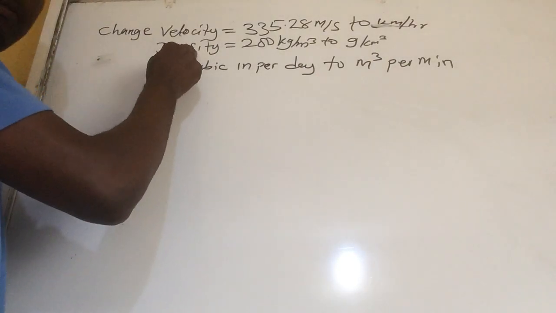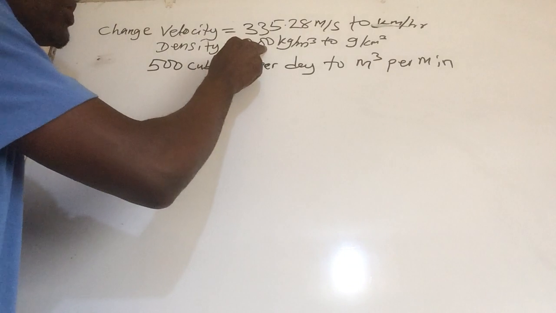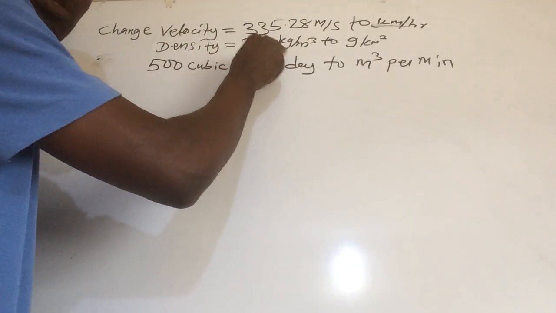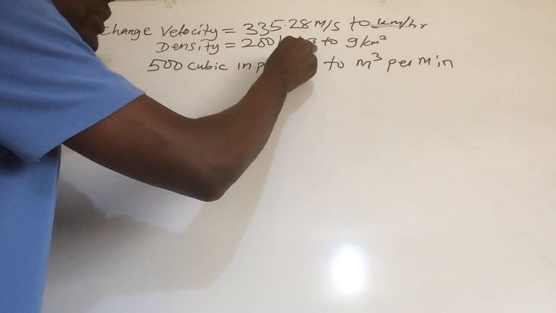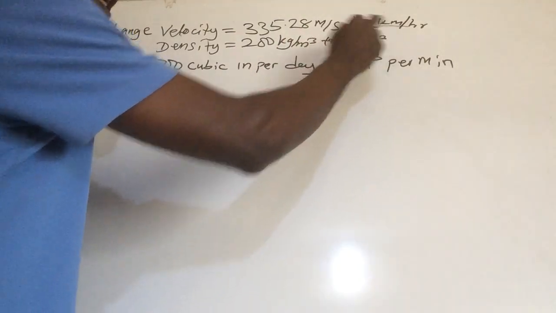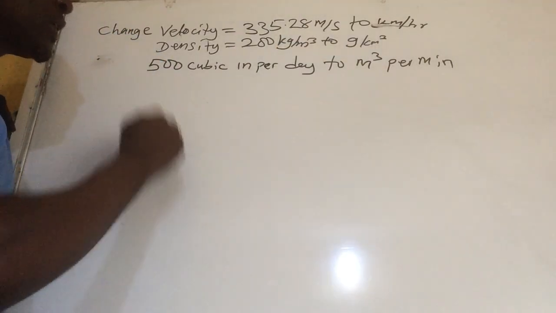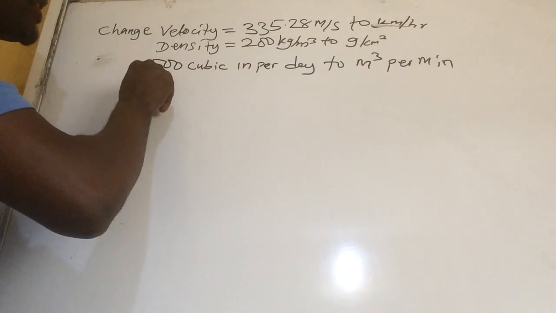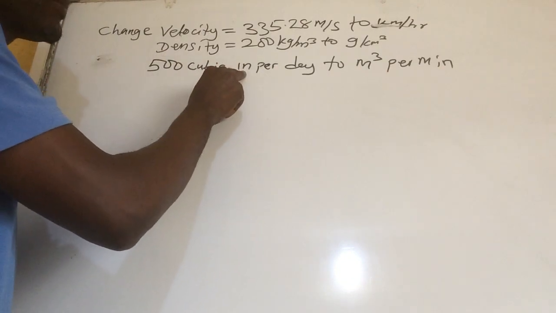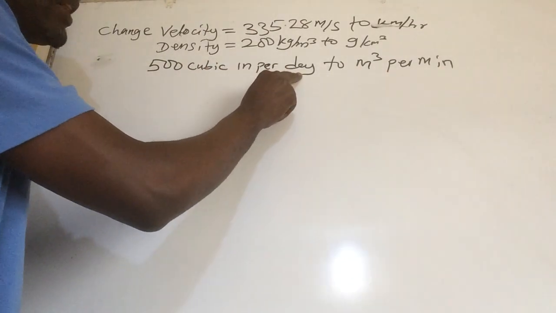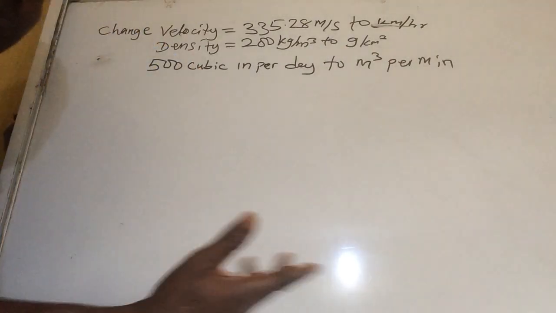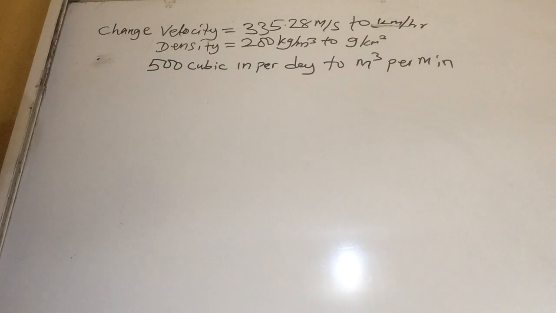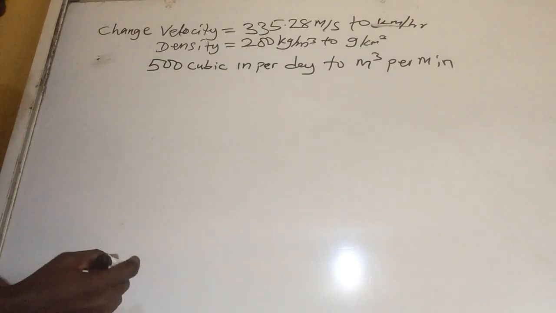This one is density. Density that is 200 kilogram per meter cube, that we should change to gram per cm cube. Another one is 500 cubic inch per day, that we should change to meter cube per minute. It's very, very vital. Now, let's start.